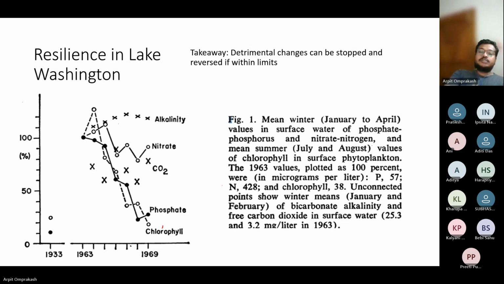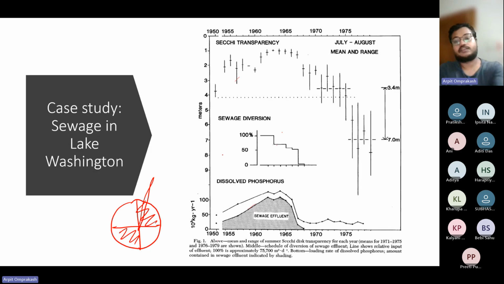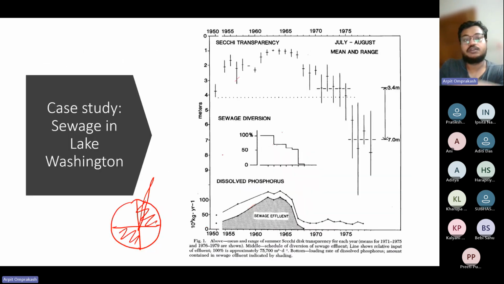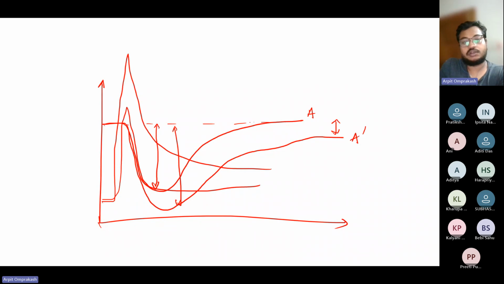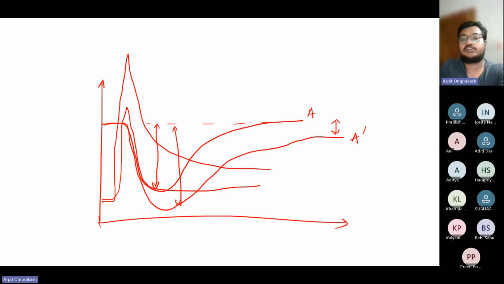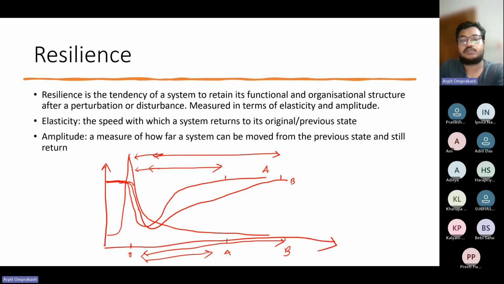Right. So the takeaway from this case study is that detrimental changes can be stopped and reversed if given enough time and if reversed within its limits. So we cannot push a community or ecosystem beyond its amplitude, which is basically how far the system can be moved and still return back to normal. And we need to give it some time based on the elasticity. So how much time it takes to come back to normal.